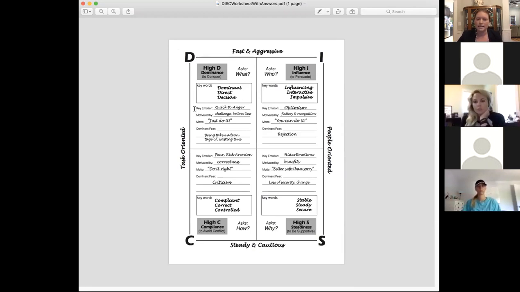Now, their key emotion is that they're quick to anger. They are not angry people. That's just their key emotion, because whenever something comes up, they tend to get pretty frustrated. And I'll walk you through why in just a second. They are motivated by the challenge and by the bottom line.